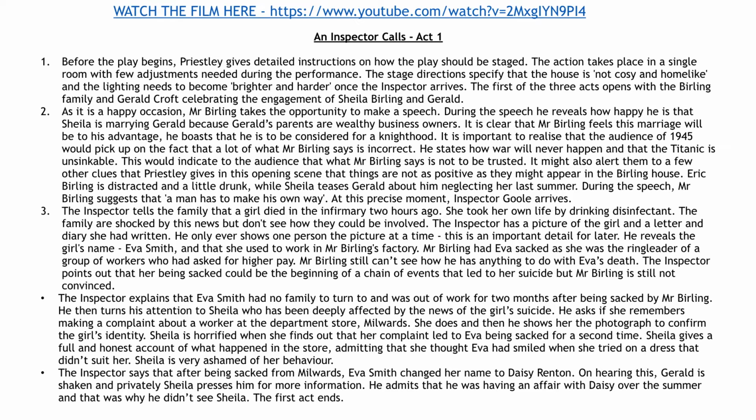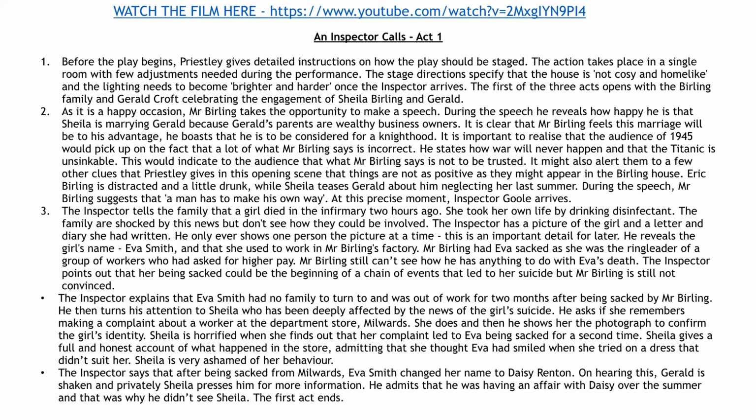The inspector then obviously arrives with a sharp ring of a doorbell. Edna lets him in, which again is quite important because Edna is quite a minor character, but actually does have quite a significant role in introducing the inspector into the play and into their lives. So when the inspector arrives, he does tell the family that a girl died in the infirmary 2 hours ago, and then this is when the interrogation starts. He has a picture of the girl and a letter and a diary she'd written, and he only ever shows one person the picture at a time. One line of inquiry at a time is actually what he states. This is important for later on in the play.